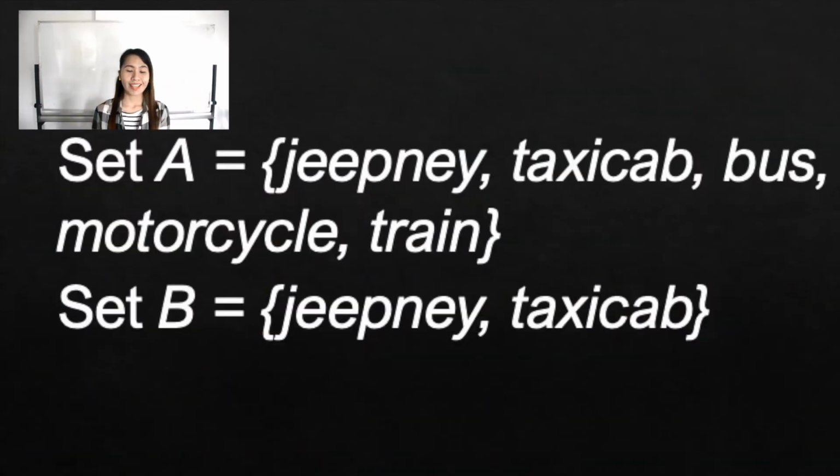Let's compare set A to set B. Set A has a greater number of elements than set B. And as we notice, one of the sets is contained in the other. But how can other modes of transportation like car, airplane, bicycle, and so on, not in the given sets, be represented? Let's find out how.